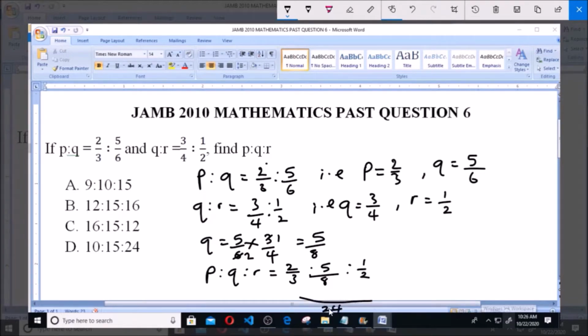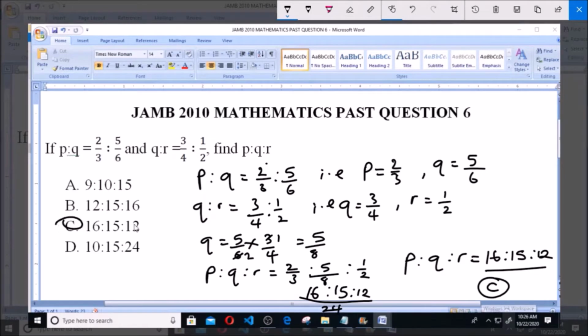Now 3 in 24 is 8. 8 multiplied by 2 will give us 16. 8 in 24 is 3, and 3 times 5 is 15. Then 2 in 24 is 12, and 12 times 1 is 12. Now we can pick the numerators as the ratio. Since the denominator is now the same for all, P ratio Q ratio R is equal to 16 ratio 15 ratio 12. Looking at the options, that is option C. So option C is the correct answer to this question: 16 ratio 15 ratio 12.